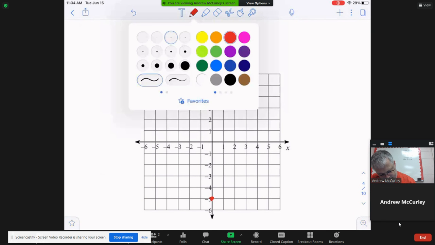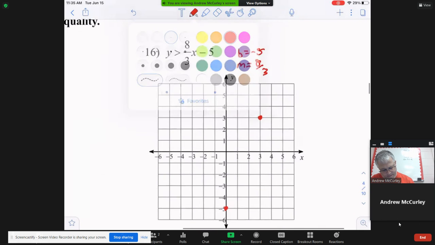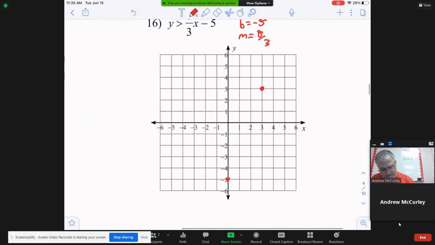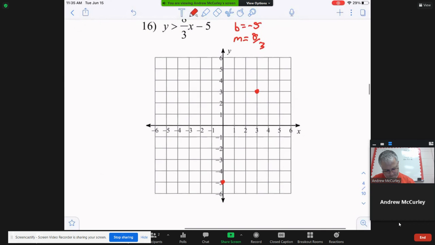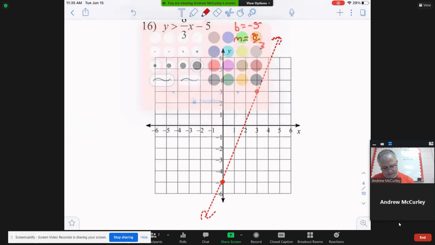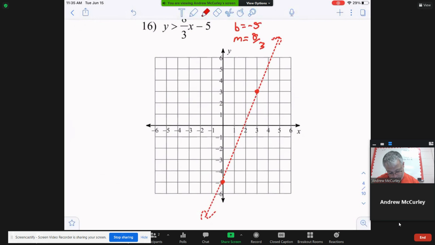Now the question is, is this going to be a solid line or a dashed line? This one is going to be a dashed line because it doesn't have the or equal to. It's not included. So there we go. How about that? Notability came up with dashed lines now. So, a little bit. Now, where are we going to shade? Well, again, it's greater than, so I'm going to shade above that line.